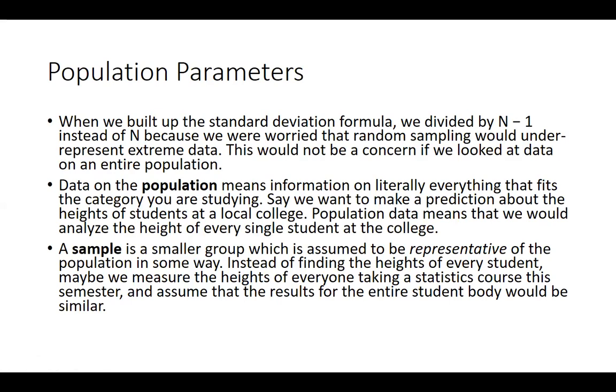When we built up the standard deviation formula, we divided by n minus 1 instead of n because we were worried that random sampling would underrepresent extreme data. This would not be a concern if we looked at data on an entire population.